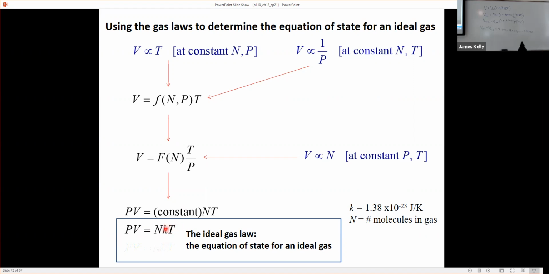And the constant K is determined experimentally to be 1.38 times 10 to the minus 23rd joules per Kelvin. Again, that symbol capital N, I know you don't use this as much in chemistry, where you use the number of moles, but N is actually the number of molecules in the gas. So that's going to be a huge number, maybe something on the order of Avogadro's number in a reasonable volume of gas.